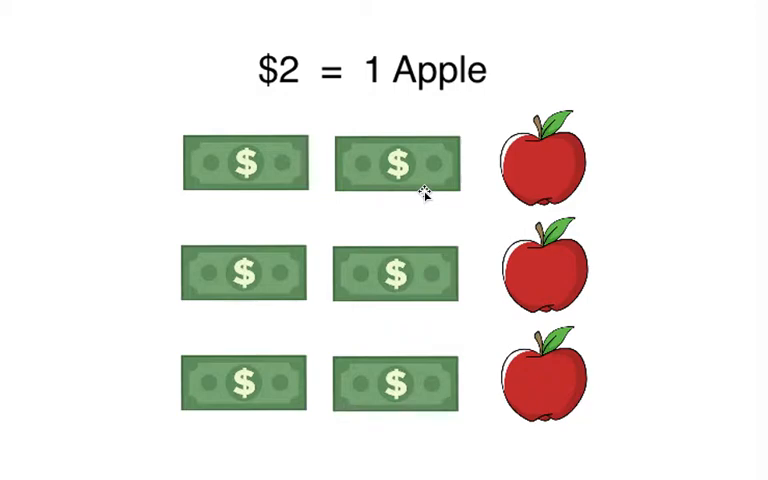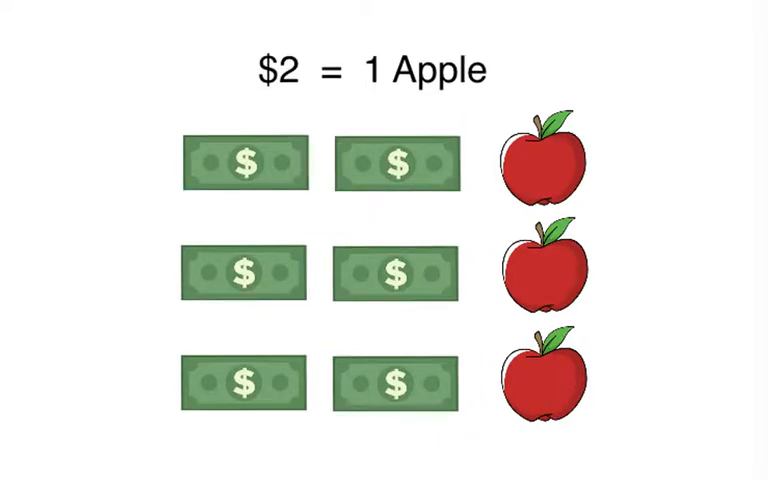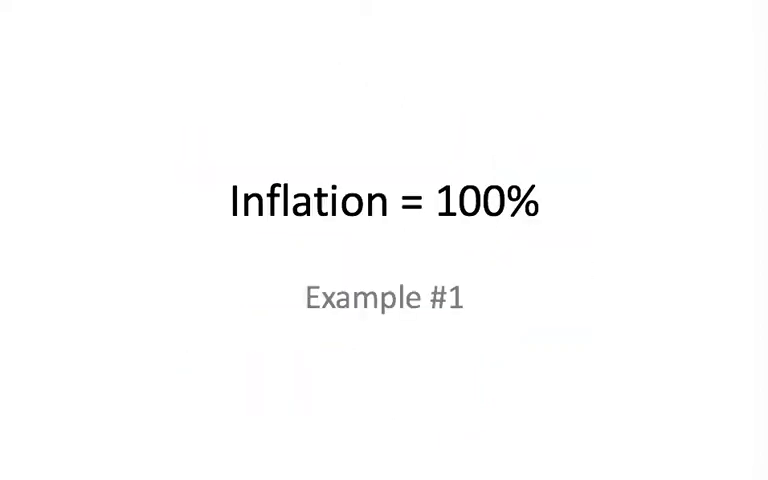What would happen is that since the only thing there are to buy is these three apples, those $6 would go towards those three apples, and the price would change to $2 per apple. So in this particular example, it went from $1 per apple in one year to $2 per apple in the next year. So this would be an example of 100% inflation.